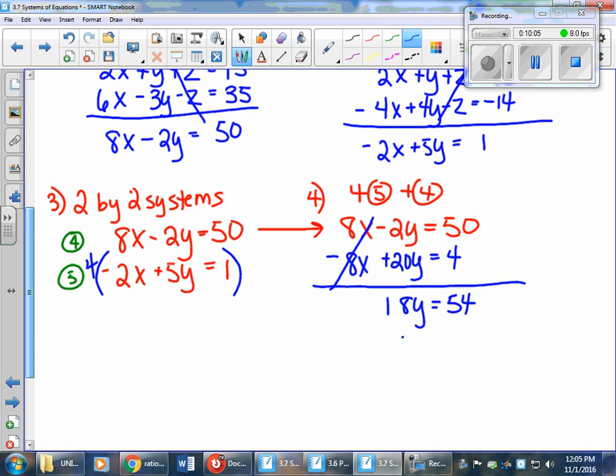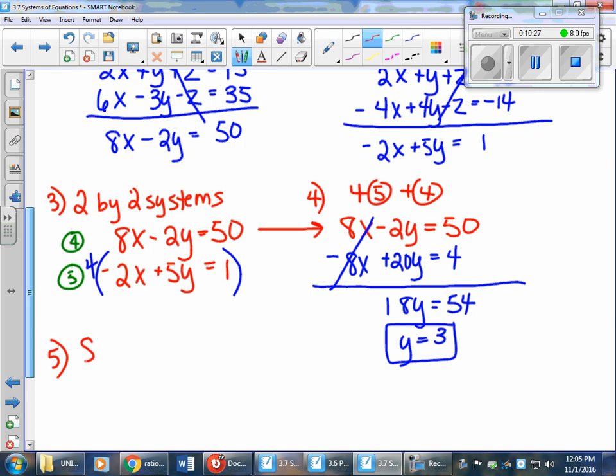And y, if we divide both sides by 18, is 3. Whew, that's a lot of work, but we got one of them. But now we need to find the rest of them. So we're at step 5. What are we going to do? We're going to take one of those equations and we're going to substitute in 3 and find x.